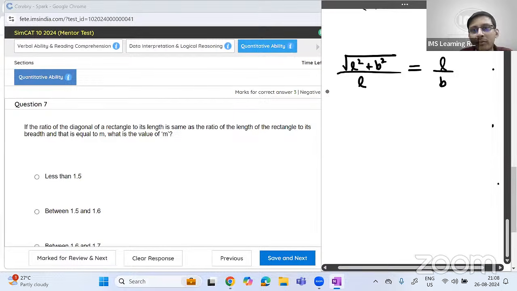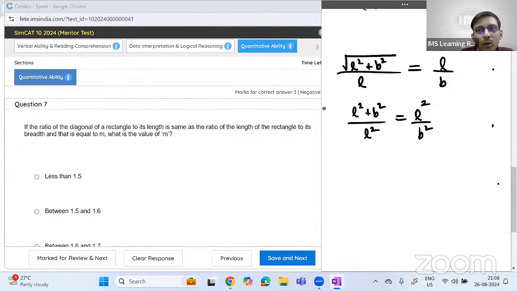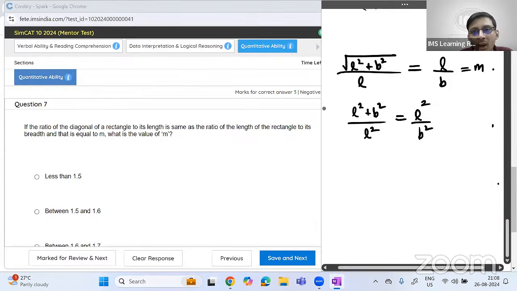And the ratio of diagonal to length is the same as the ratio of length to its breadth. First of all, let's remove the square root. So squaring, (L square plus B square) by L square is equal to L square by B square. Okay, and both of these are equal to m. Now I can break up this fraction. I'll get 1 plus B square by L square, equal to L square by B square.